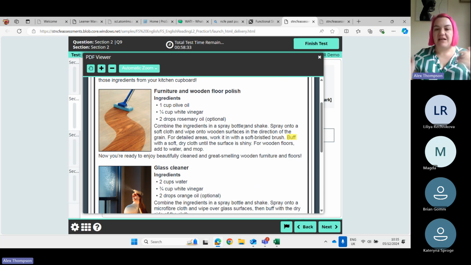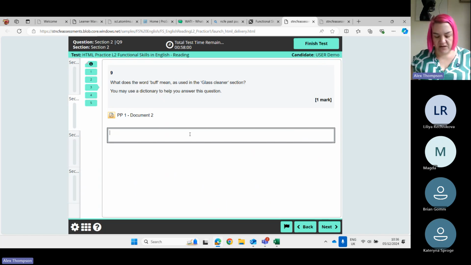You can see I'm sort of acting it out so that I remember. So spray, wipe, all this. Now, when it says buff with a soft dry cloth, I would like to think that as adults, we can read this, we understand it. So it says shake, spray, wipe, and then get a clean cloth. What do you call it when you make something shiny just with a clean cloth? I would use the word polish for that one.